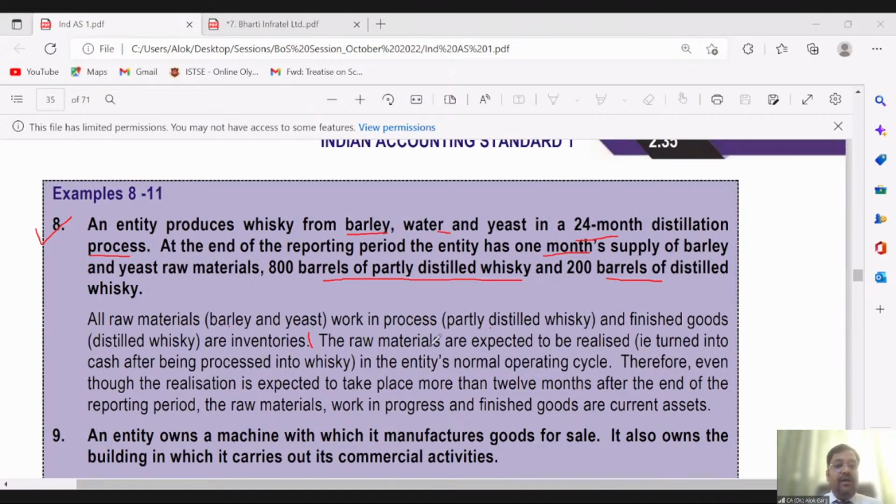The raw material is expected to be realized, that is turned into cash, after being processed into whiskey in the entity's normal operating cycle. Therefore, even though the realization is expected to take place more than 12 months after the end of the reporting period, the raw material, WIP and finished goods are considered current assets, right? Why? Because the operating cycle is 24 months. Is it clear, friends? Okay. Let's move on.